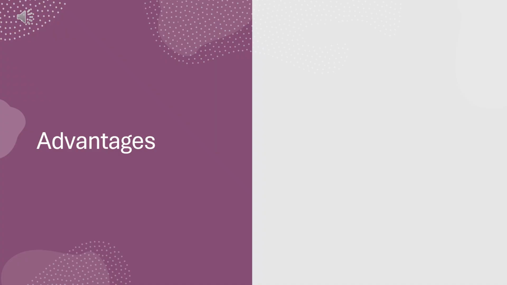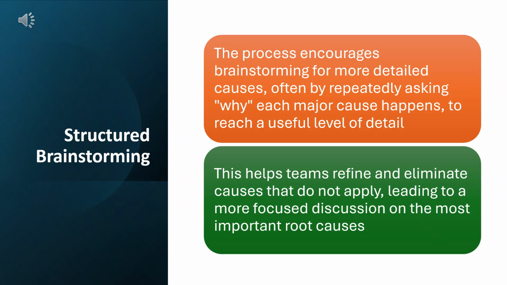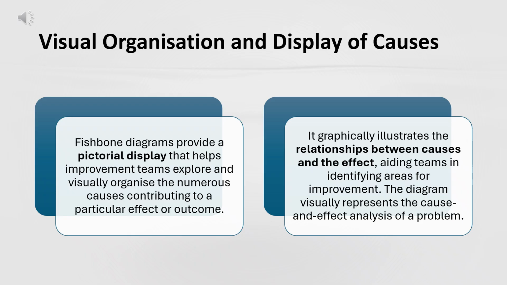Advantages. Fishbone diagram encourages brainstorming of detailed causes. Repeatedly asking why leads us to reach some understanding of the major causes and further the sub-causes. This helps the teams to refine and eliminate causes that do not apply, leading to a more focused discussion on the most important root causes.